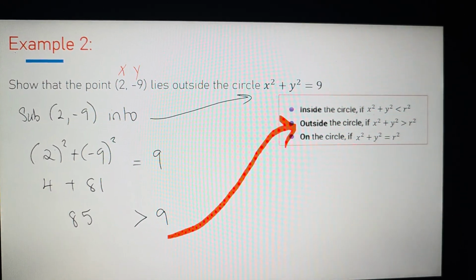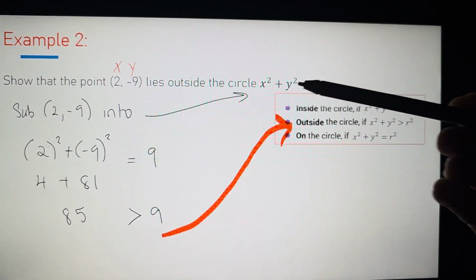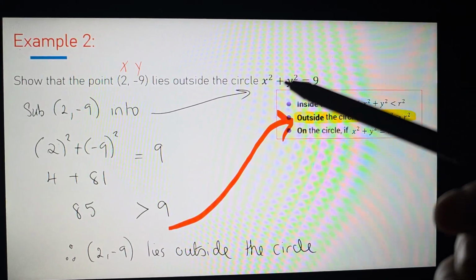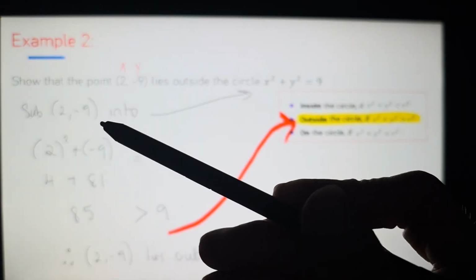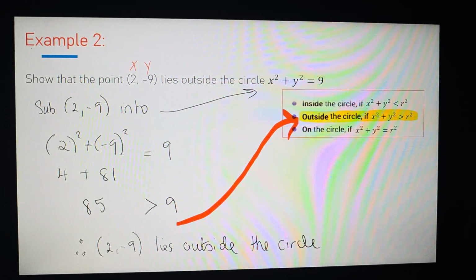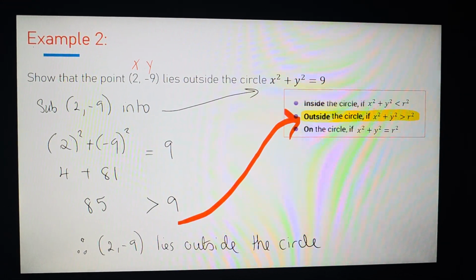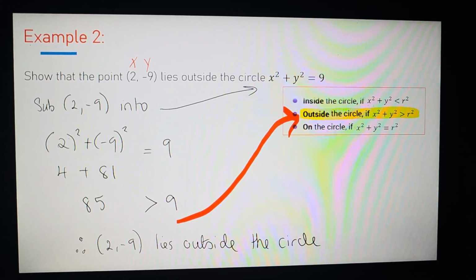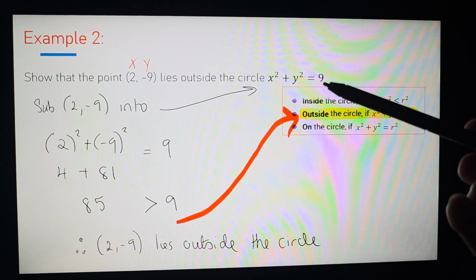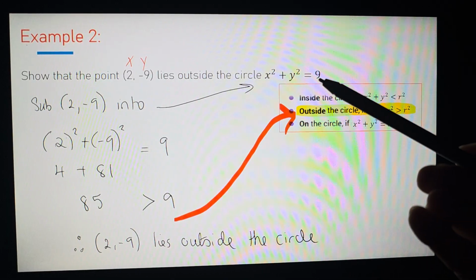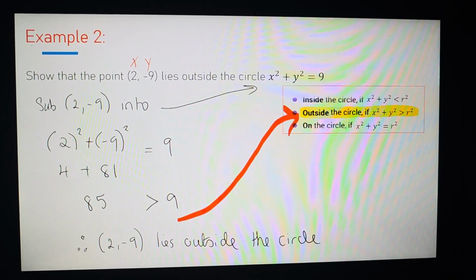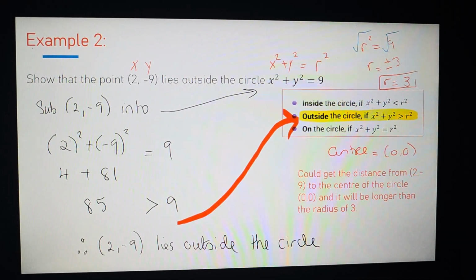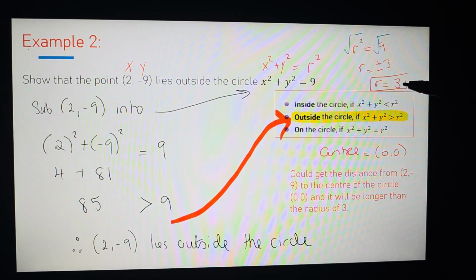Alternative method would be get the centre of that circle, which is (0, 0). Then get the distance from (0, 0) to the point (2, -9). And whatever that distance is, if it's outside the circle, the distance from the centre to that point should be much greater than the radius. So obviously get the radius of this circle as well. R squared would equal 9. Therefore, R on its own will equal plus or minus 3, and you always take the positive answer. So the radius of that circle is 3.